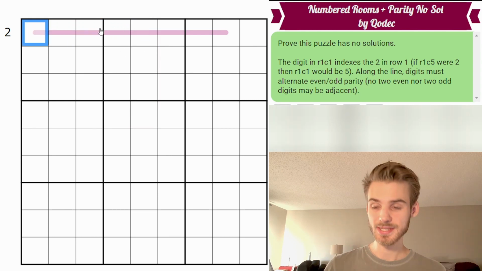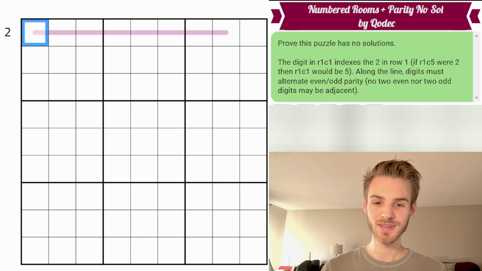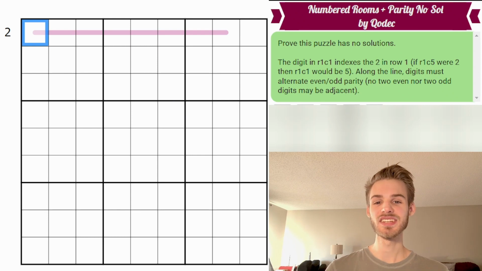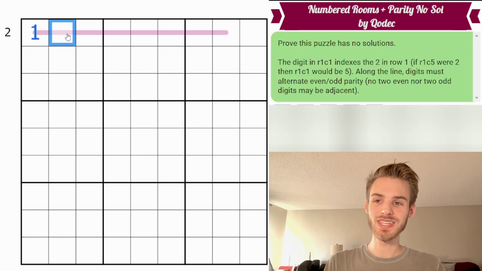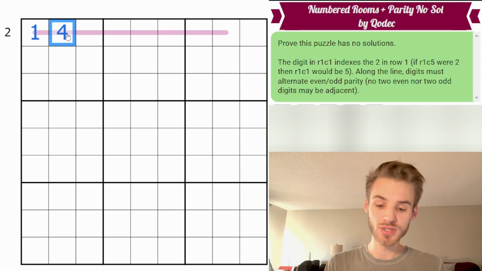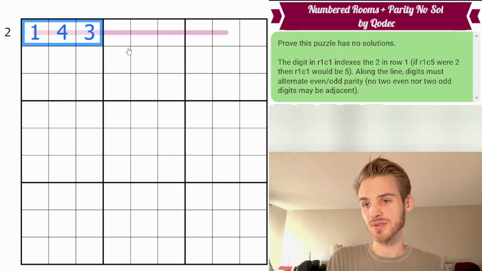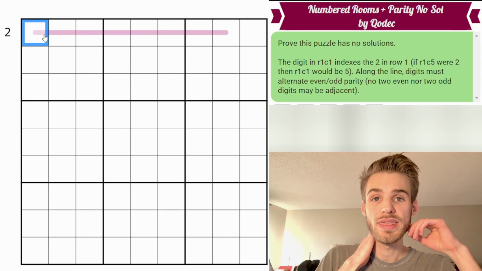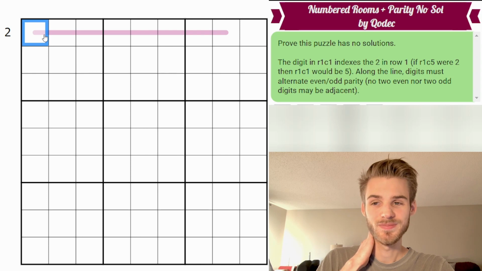It indexes the 2. And I was about to say thumb-colored line, but I guess it's a pink if you would prefer, means that the digits along it have to alternate their parity, even odd, even odd. So if this was a 1, that's an odd digit, so this would have to be an even digit, which would be 4 or 2 or 6 or 8. Then this would have to be an odd digit, let's say 3, etc. I'll give you a moment to work out why this puzzle has no solutions, and then I will explain it myself.